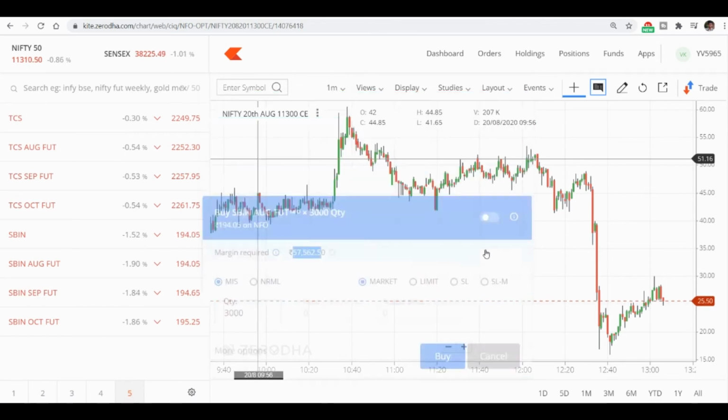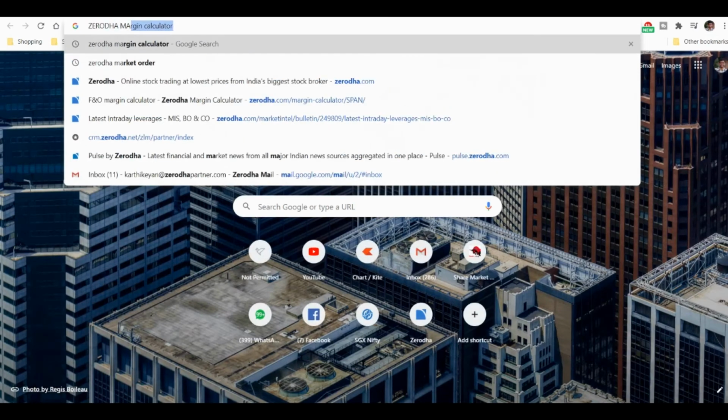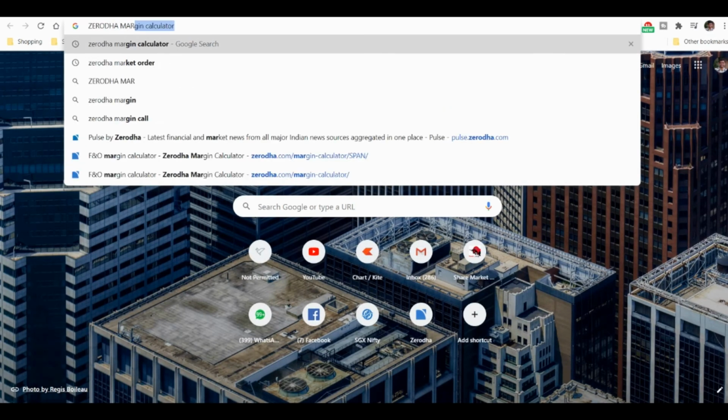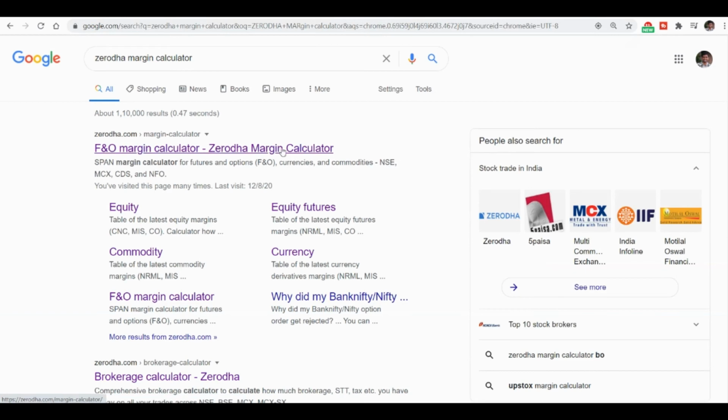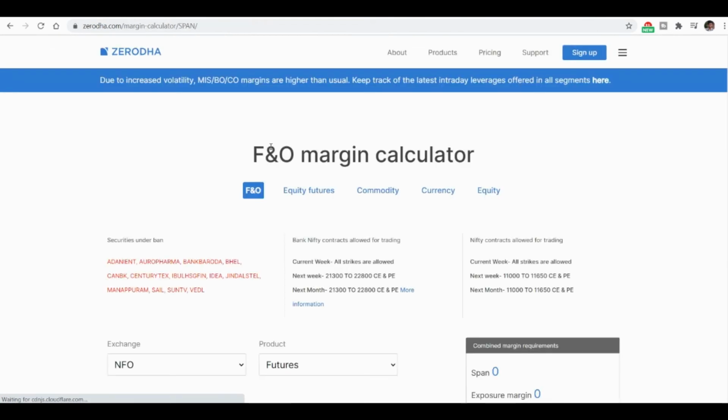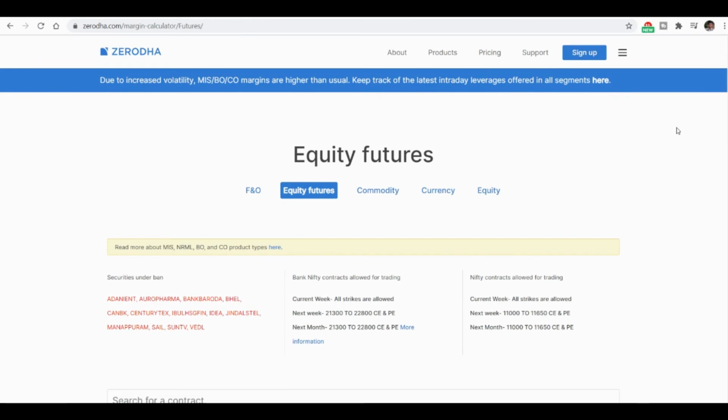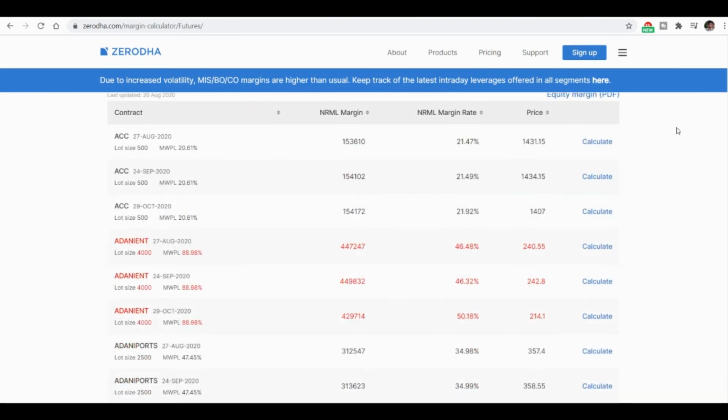Now let us see where to see the stocks, the Zerodha margin calculator. Which are the stocks that we get to trade in futures? Go to the FNO calculator and equity futures. You can see here, just type whichever stock you want. For example for ACC, the lot size is 500, the margin for NRML is 1,53,000.